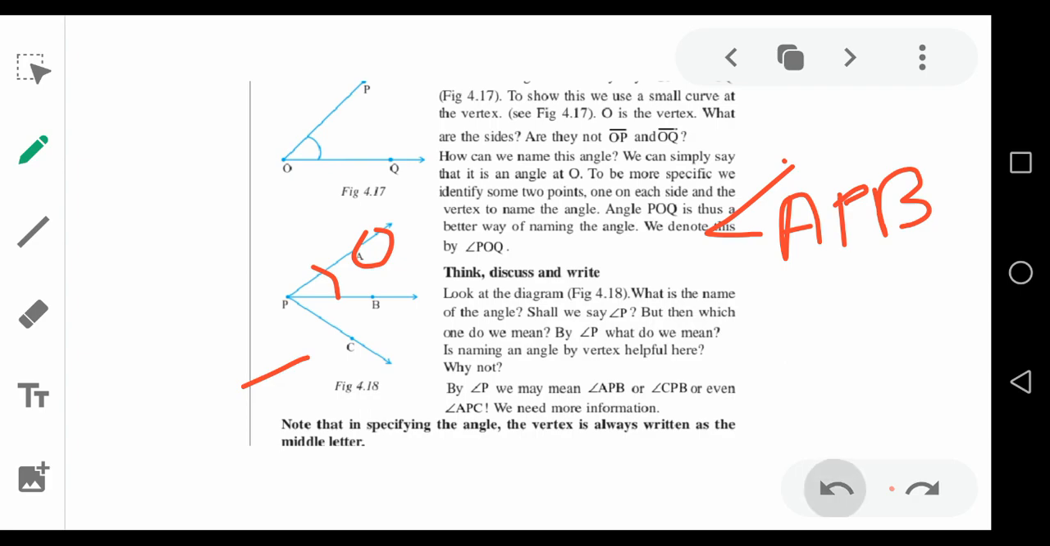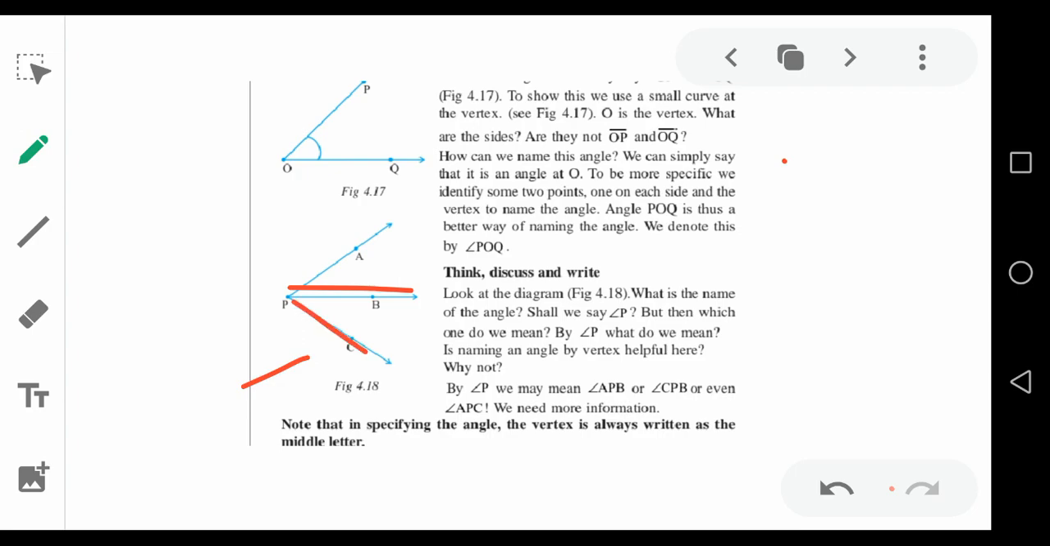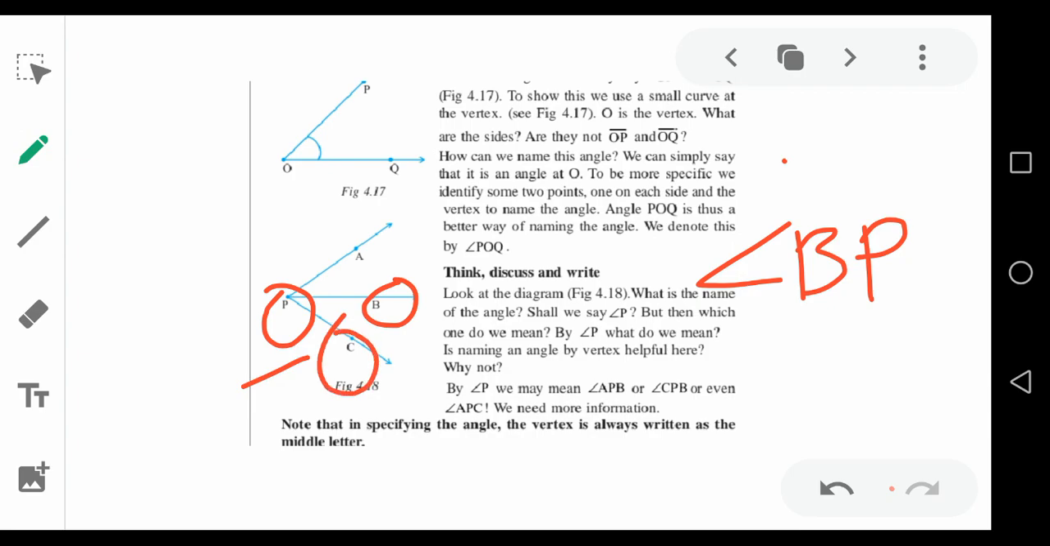Can you see another angle here? You can see PB is one ray and PC is another ray and P is the common endpoint. So where is the angle formed? Again, if you are writing angle P, it will be confusing, right? Whether it is this angle P or this angle P. Both are at P only. So that's why we are specifying the angle. How do you specify the angle? So we can name it as angle. From where will you start? From this ray we can start, right? Angle B. Where is the angle formed? At P. So angle BP. Where is the next point? C. So it is angle BPC. This is how we have to name the angle.